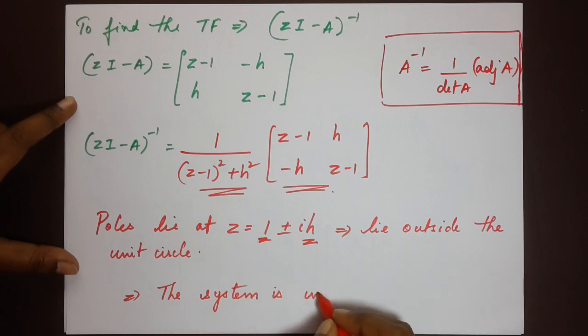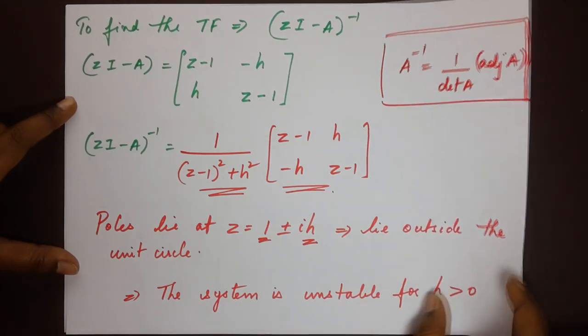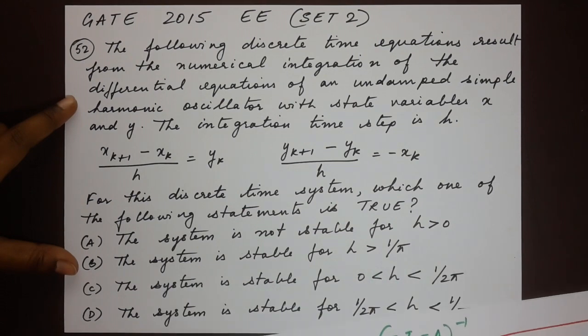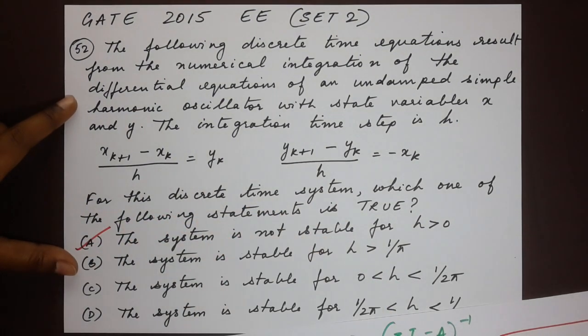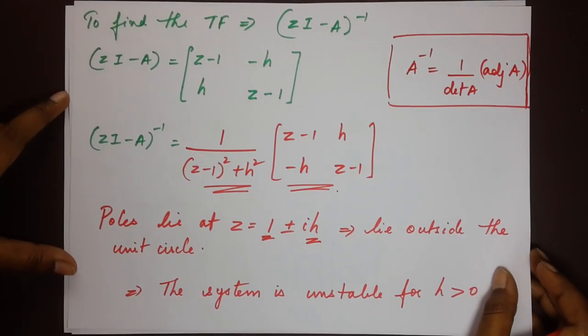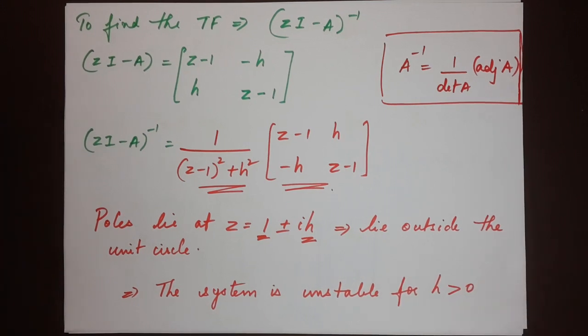The system is unstable for values of h that are greater than 0. So this is the answer. Let's see which one this matches with. It matches option A. The system is unstable or not stable for h greater than 0. So this is the solution, and I hope it has helped.